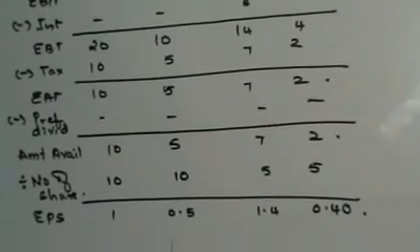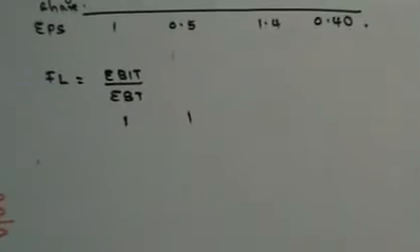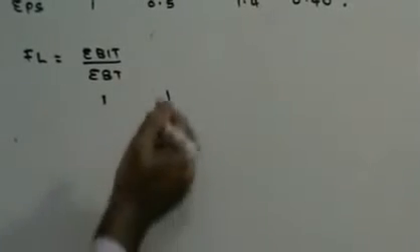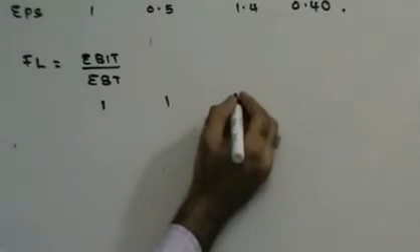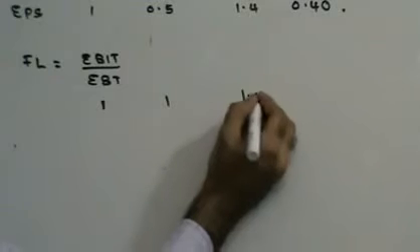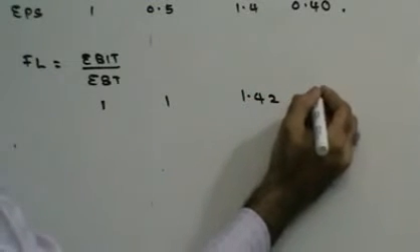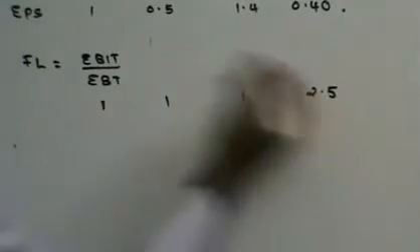In the case of Solid Limited at the rate of 10%, again it will be 1. In the case of Sound Limited, it will be 14 upon 20, 1.42, and 10 upon 4, 2.5. Right, do we get this thing clear? Okay, that finishes that sum. Let's move on ahead, guys.